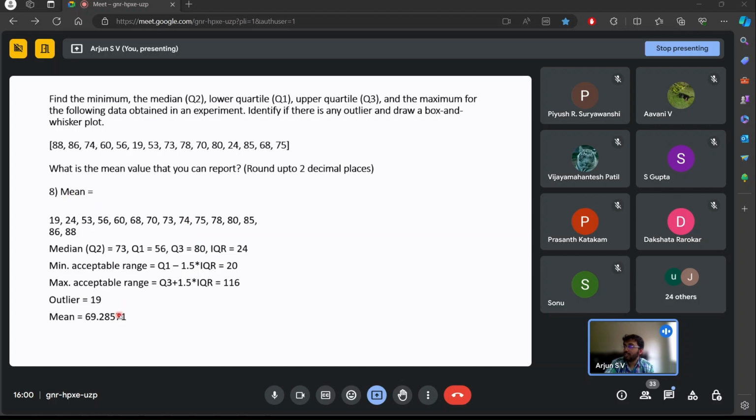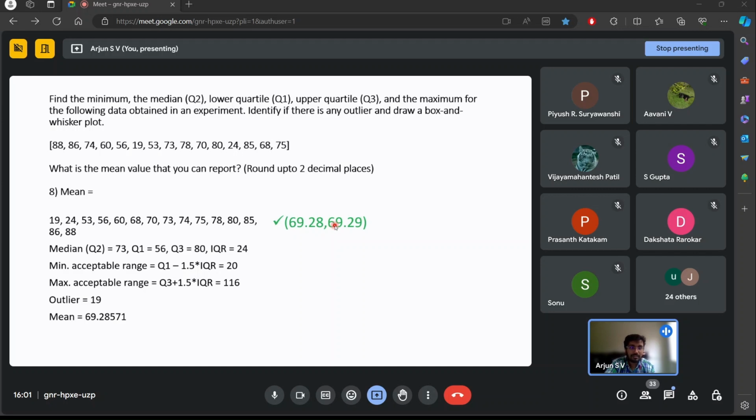And mean you have to find out here. For the mean, you have to remove 19 because 19 is your outlier. You can't take your outlier for the data calculations, but you have to just present it in the plot. So you take the sum of the values from 24 to 88 and then divide that by 14, because if you remove the outlier, there are only 14 observations left. So you will get the mean as 69.28571, and so on. Your acceptable range will be between 69.28 and 69.29.